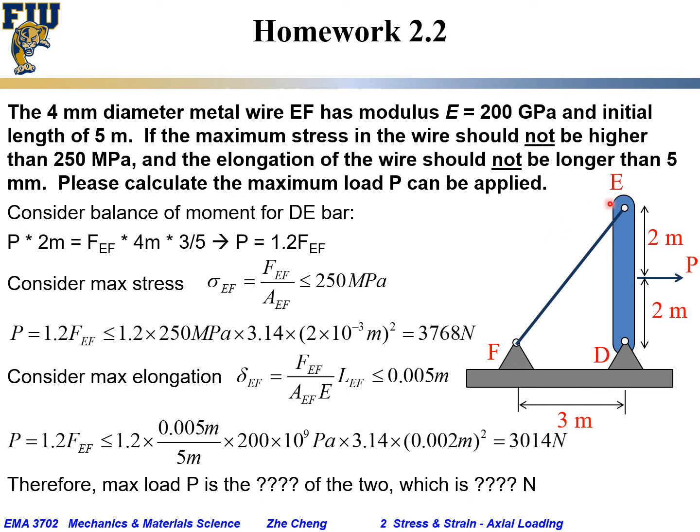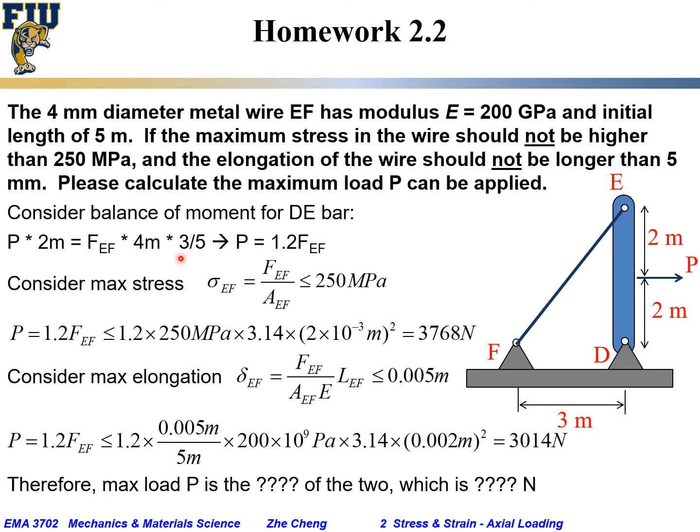Meanwhile, the resulting tensile force in EF, we call it FEF, that is the force that's trying to counteract the P, trying to rotate the DE bar counterclockwise. So FEF times 4 meter. 4 meter is this length, and it should times the sine for this angle from EF to D. And what is that sine? And you can know that sine would just be 3/5.